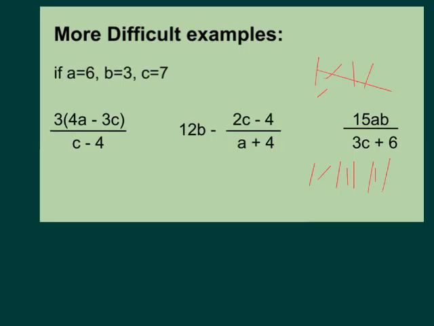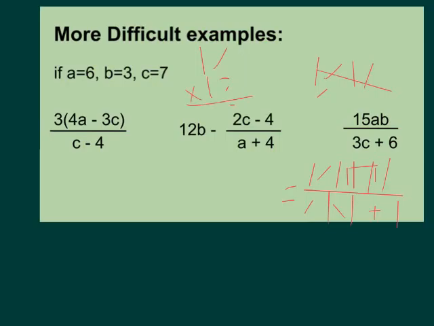So we have this value of 15 times 6 times 3 divided by the value of 3 times 7 plus 6. I'm going to kind of work backwards because that's the way I have room. 15 times 6 times 3, commutative property of multiplication says I can do these two first, and I'm going to have 15 times 18. I don't have a calculator, so I'm going to do my arithmetic up here.